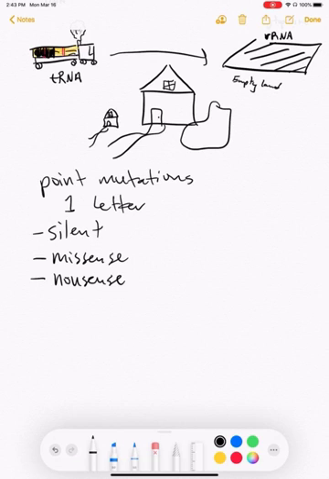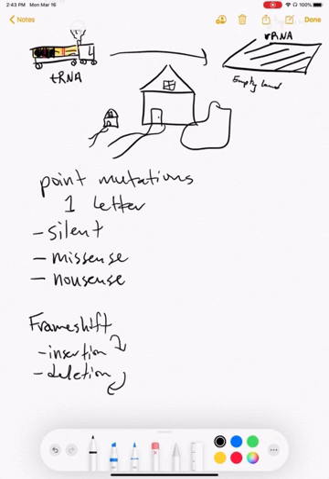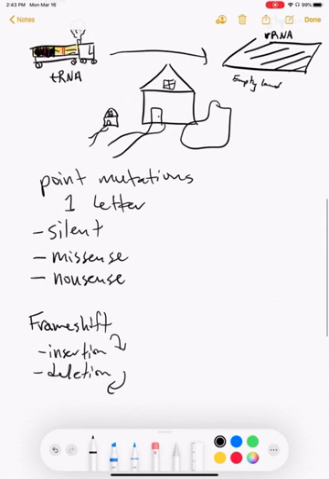Then we have what's called frameshift. And that's where we have an insertion or a deletion. That's where a letter is added in or a letter is taken out of the chain of letters, and that causes everything to slide right or left, and that would then mess up everything. So if you remember the fat cat ate the rat expression, this would cause one of the letters to be removed and it would make no sense.